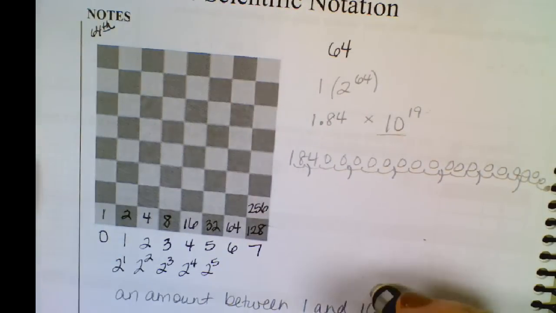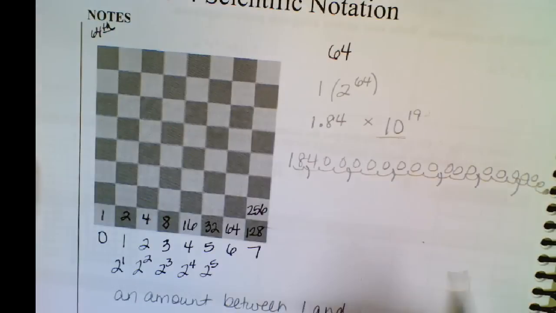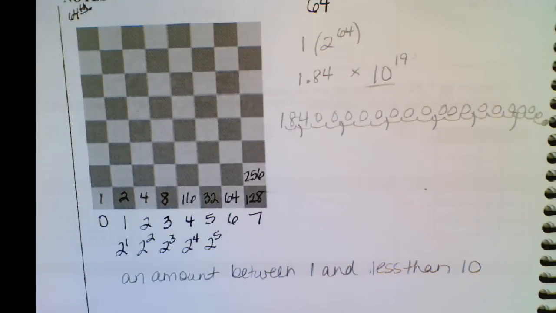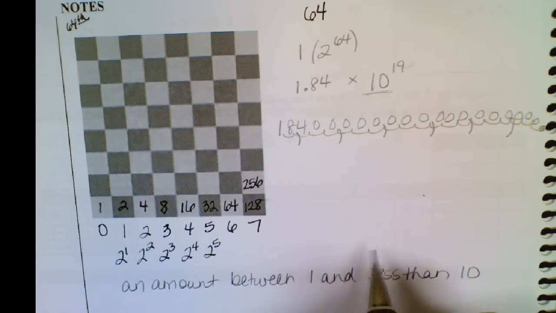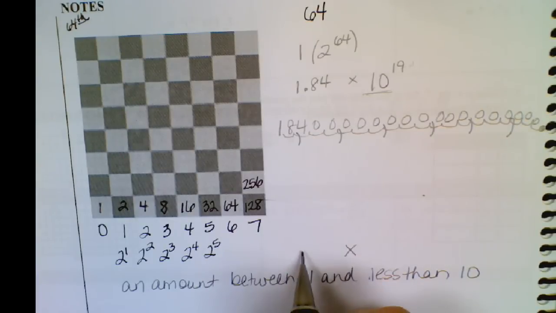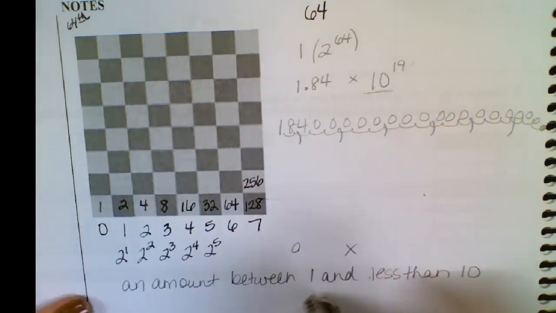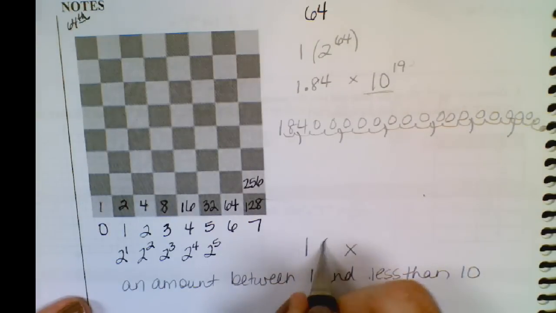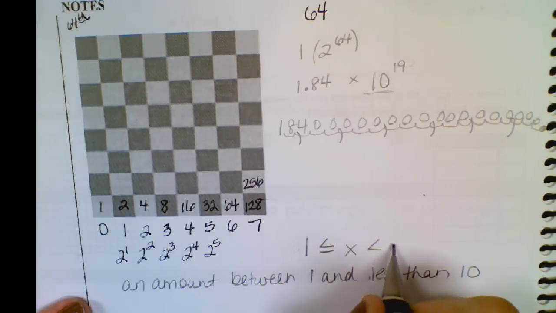It cannot be 10, it has to be at least 1 and less than 10. It can be 1, it can be 9.999, but not 10. So if we were to write that as an inequality, it would be greater than or equal to 1 and less than 10.